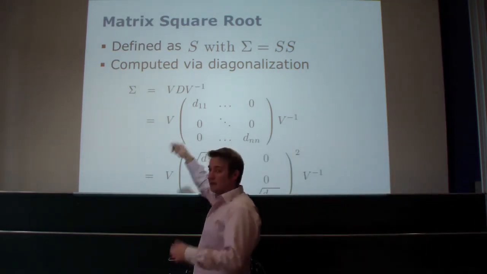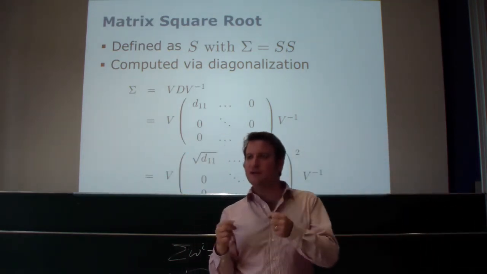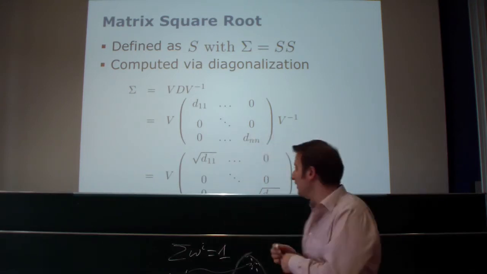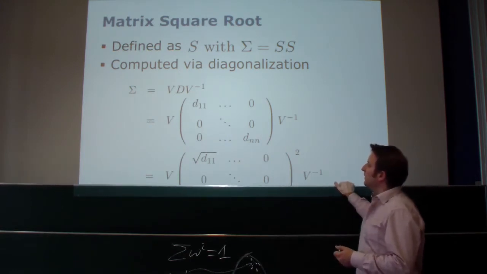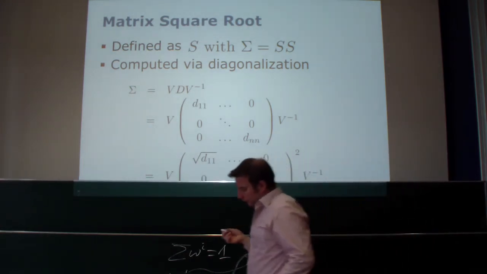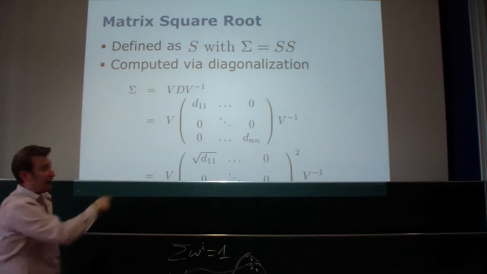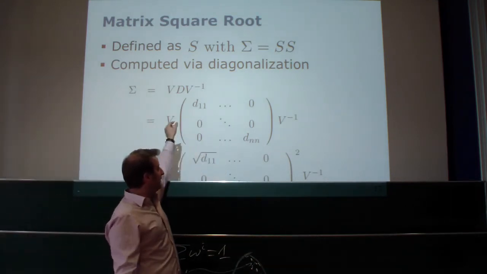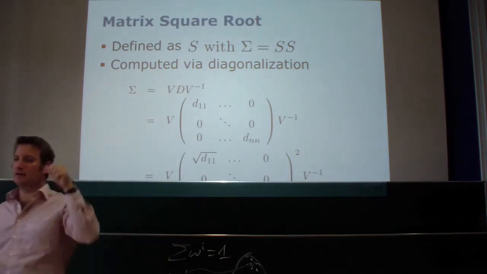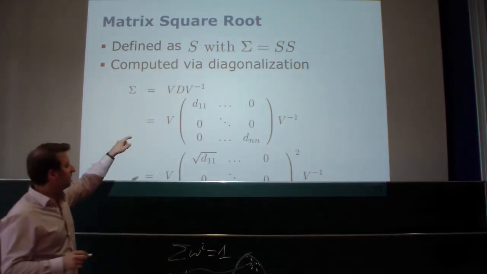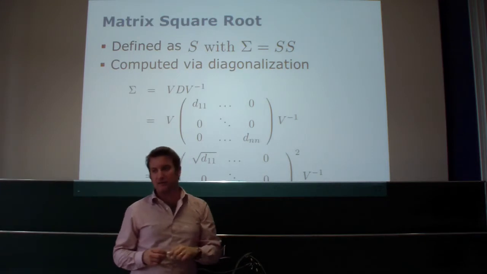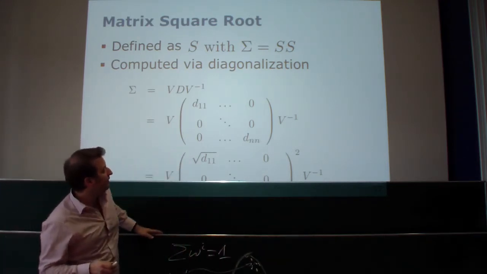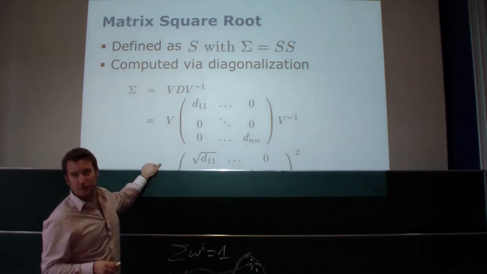Who knows what eigenvalues and eigenvectors are? Who has heard of that? One person? Okay. You can transform a matrix into this diagonal form, which is called diagonalization, so that this matrix D has only elements in the main diagonal. These have real values on the main diagonal, and these are the so-called eigenvalues. You can also compute corresponding eigenvectors.